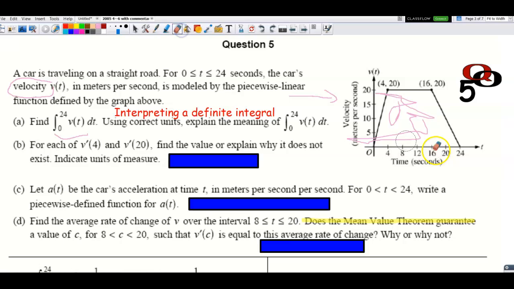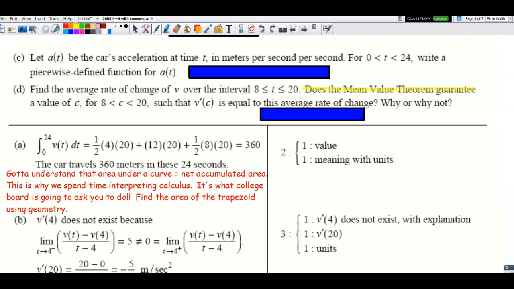Let's clean that up a little bit. So we're finding all of the area in this region right here, which is a trapezoid. So we're going to go from 0 to 24, and it looks like they did a triangle and a rectangle and another triangle, which is perfectly fine. It doesn't matter how you break the geometric region up, but you get 1 point for the value, which is 360, so be careful with your arithmetic. You do not have to simplify. You could have just set that up and been done with it.